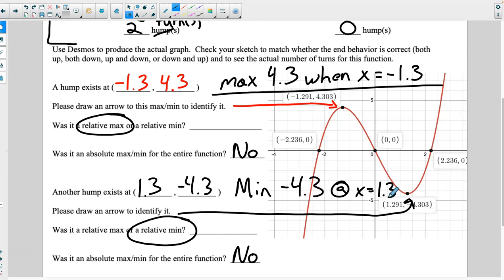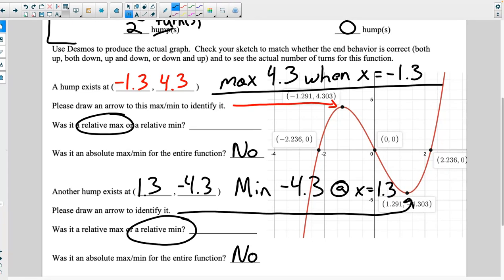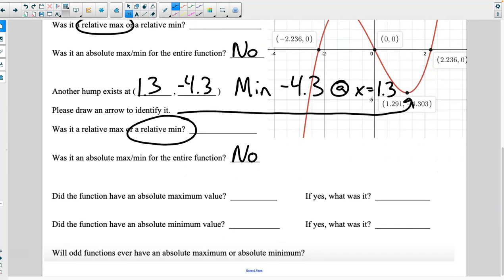Any questions there so far? All right, I'm going to slide down here. So, did the function have an absolute max or min? No. So I'm actually just going to put one big no and be done with it.